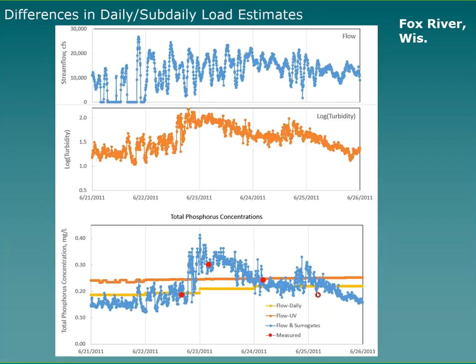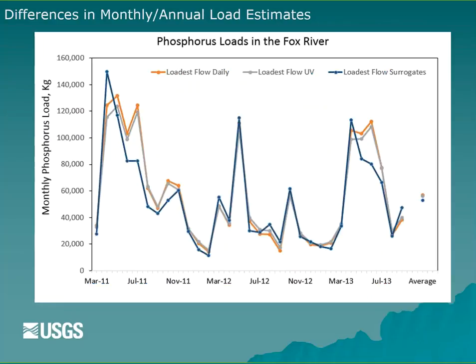When we move that up into monthly and annual, what I have is a load estimate. The daily one is in orange, and the one with surrogates is in blue. You can see overall we get the same pattern through here, but in a few months we get quite a bit of difference. Here in July of 2011, we get about a 30% difference in that total load. So they're still giving us the same general idea, but the surrogates are giving a little bit different answer.